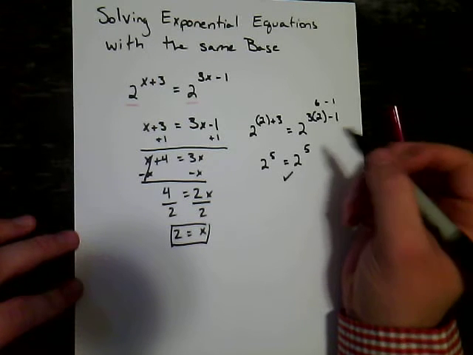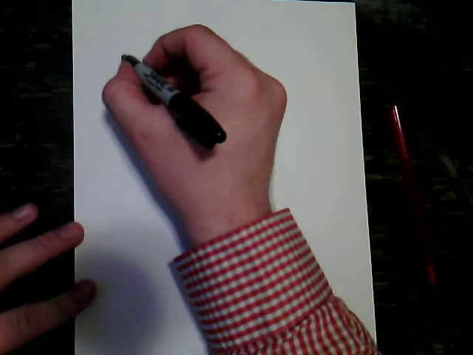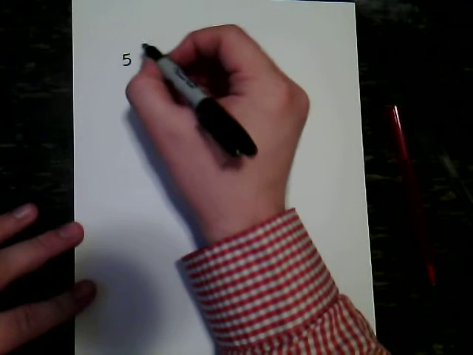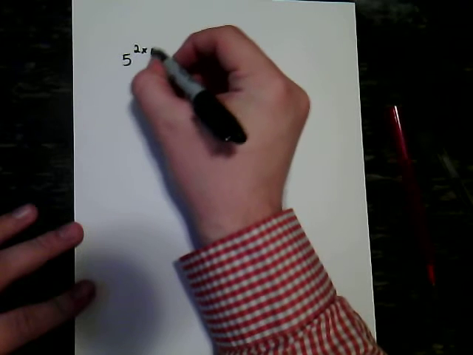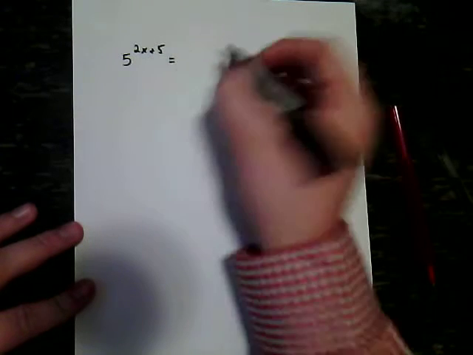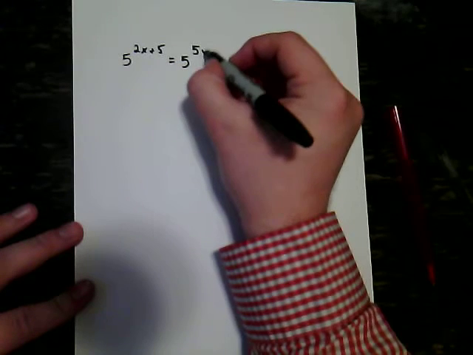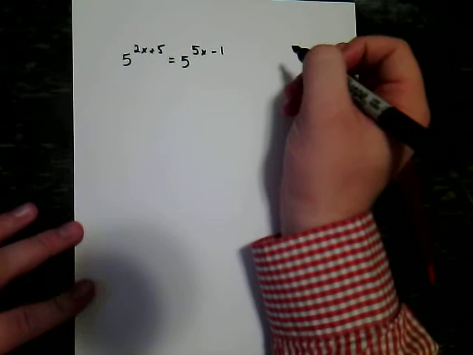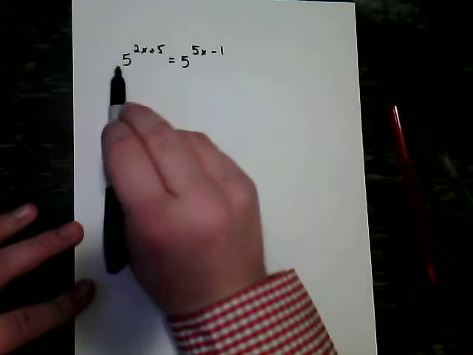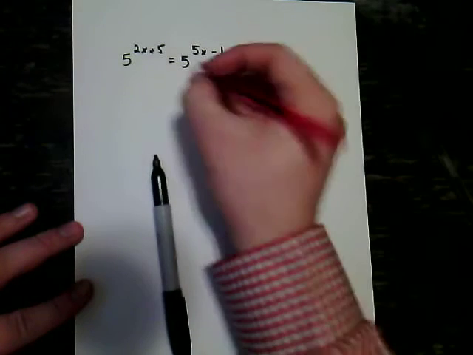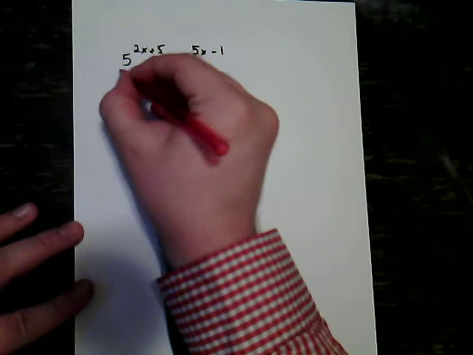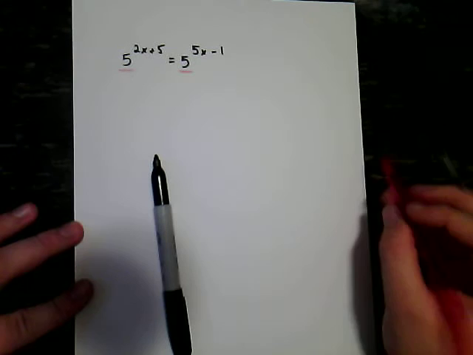Okay? We'll go ahead and do one more example. Let's say that we have a base of 5 and we are raising that to the 2x plus 5. And that's equal to 5 raised to the 5x minus 1. Okay? So we have the same base. Okay, we'll go ahead and underline those. Those are the same base. 5 and 5 are the same.